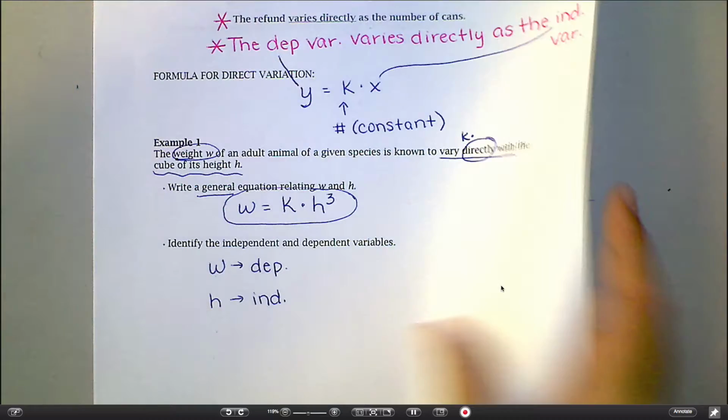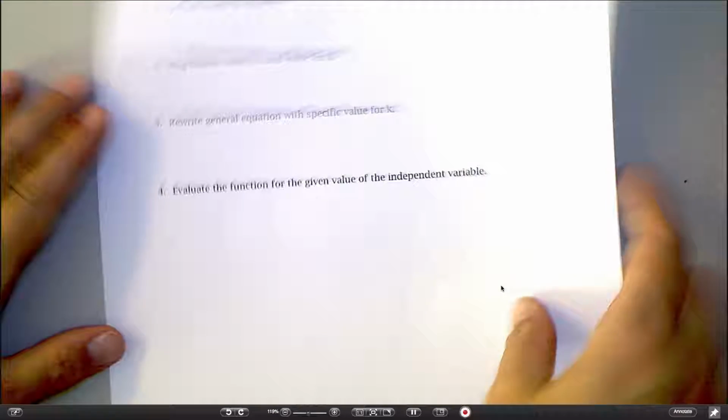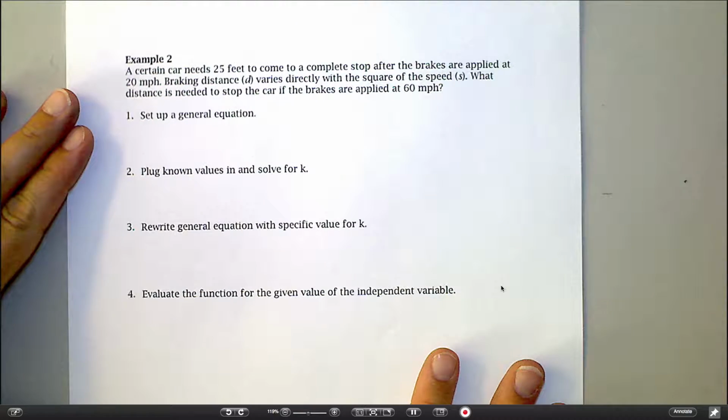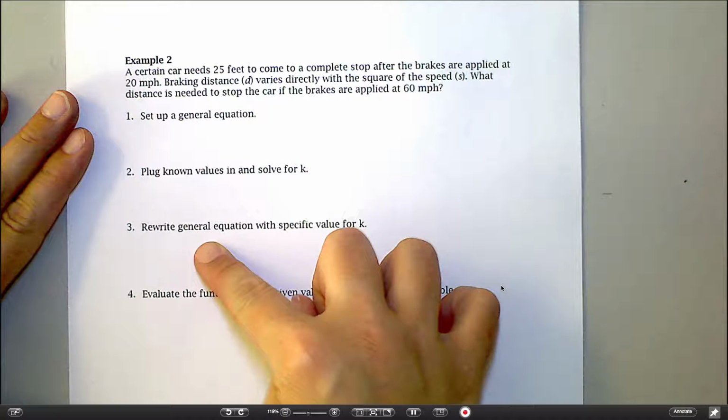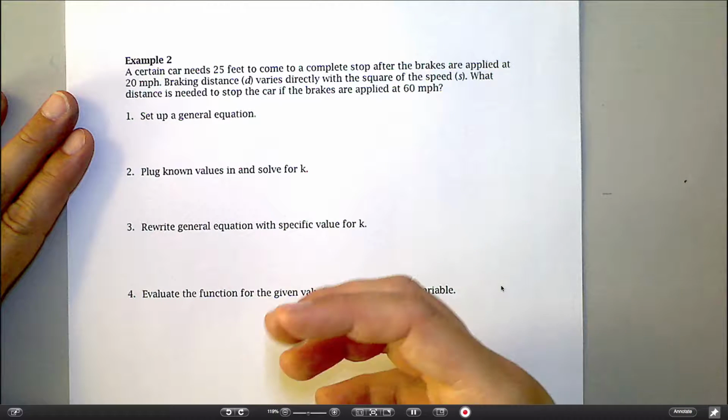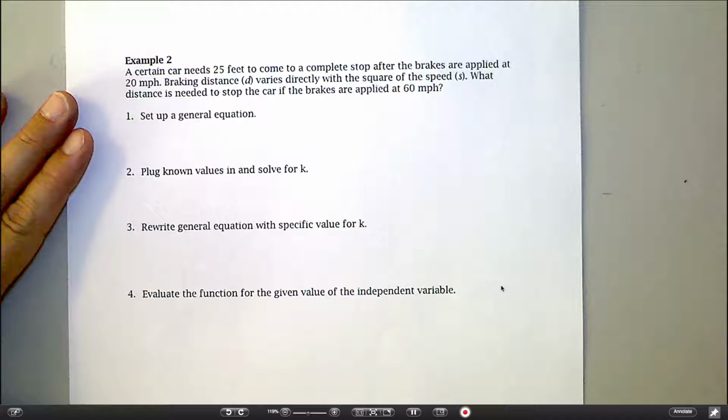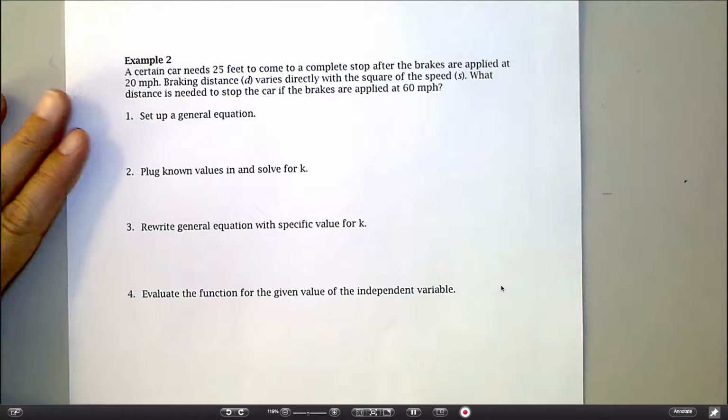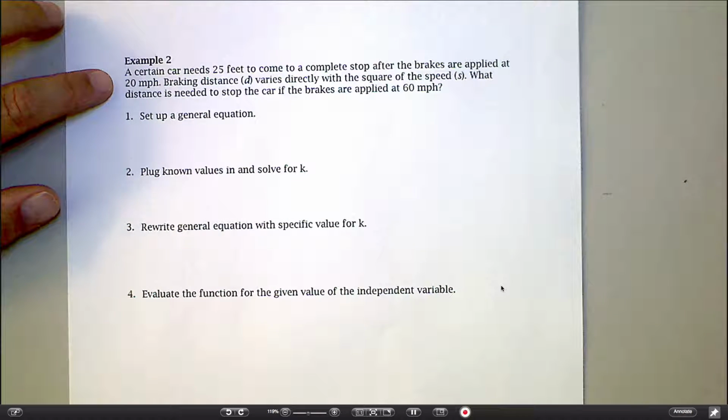Okay, let's move on to example 2 then. This is the type of problem you're going to be seeing on your homework tonight. I've broken this down into 4 steps here. Your homework problem won't necessarily break it down into those 4 steps, but you need to know those 4 steps, okay? These same 4 steps are what you do anytime you reach one of these problems.